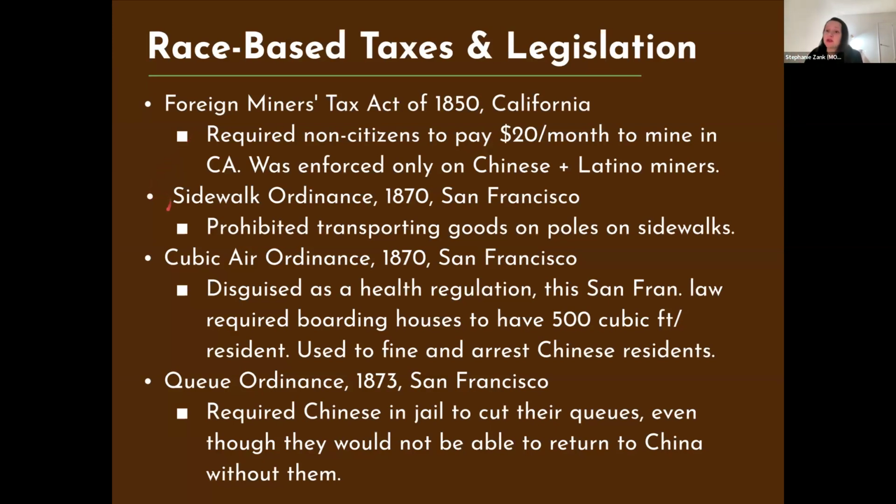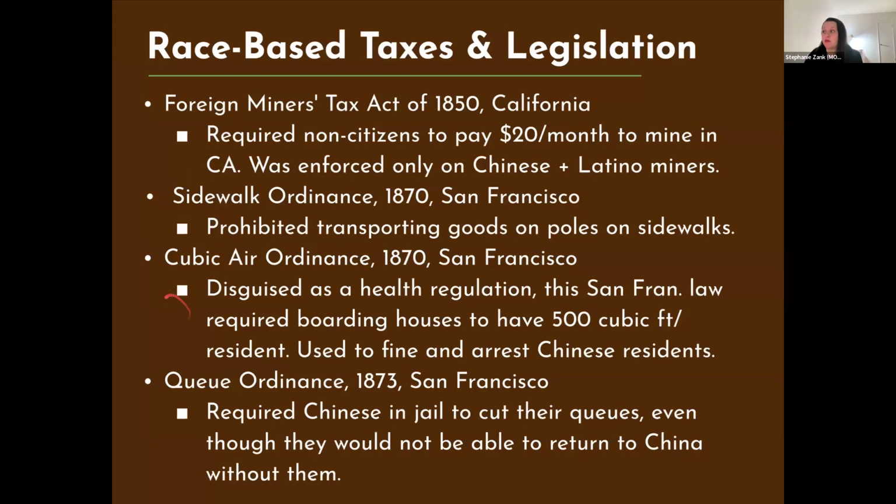I'm always kind of amused by this one, the sidewalk ordinance. So that's in San Francisco. You can't carry your goods around on a pole on the sidewalk. This is historically very, very common in China. So even if they're not saying it's about people who are Chinese, they're targeting someone. They're interested in targeting specifically people who are of Chinese heritage.